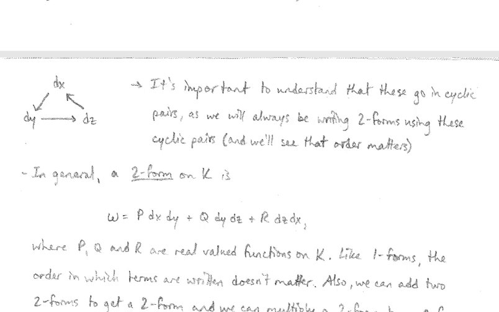Like 1 forms, the order in which you write the terms in between the plus signs does not matter. So I could have taken the q dy dz and written that before I wrote the p dx dy. It's still saying the same thing. But as we just said, the order in which you write the dx, dy, and the dz, that order does matter.